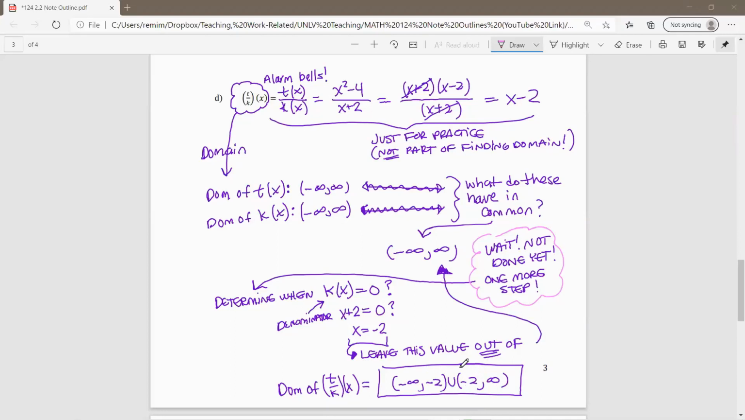And so the reason why I want to point this out is to show you the importance of doing all these steps, especially this last step here. If we hadn't done this last step, we would have gotten the wrong answer. We would have gotten negative infinity to infinity. That's not what we want. Our domain needs to be this. We need to make sure that we're leaving this number out of that original denominator that we started with here. All right.